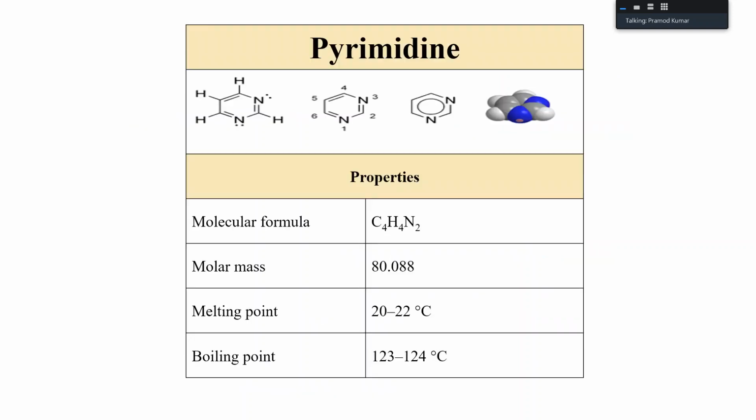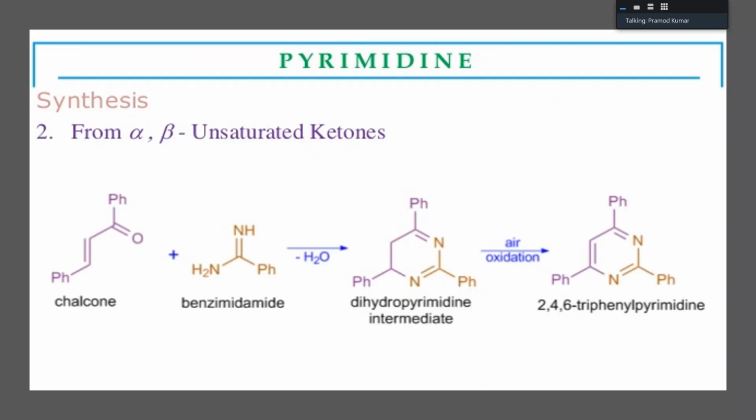Next is your pyrimidine, very important. Pyrimidine is the most important of your diazines. It forms the major part of your nucleic acid. The formula is the same, C4H4N2, but the boiling point is slightly lower because of the resonance between the 2 nitrogens. Okay, the boiling point is low. Now let's go for the preparation.